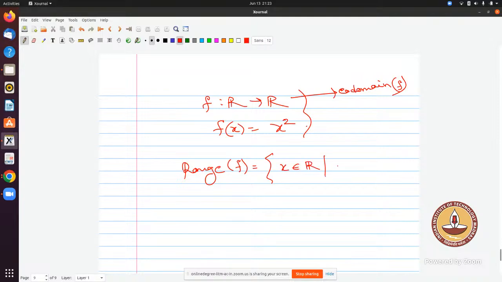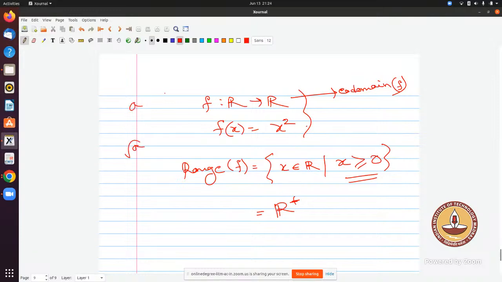Not only natural numbers, any real number which is greater than or equal to 0. That is your range. This is basically R plus. We denote it by R plus. Can we get decimals after squaring also? Yes, you take any positive number, you take the square root of that.